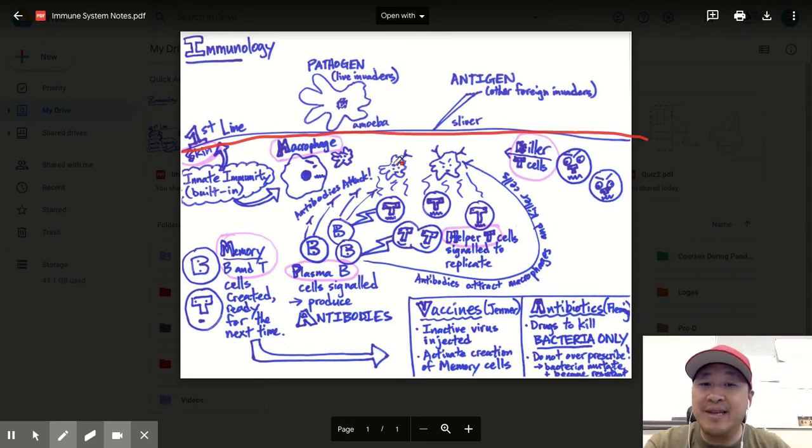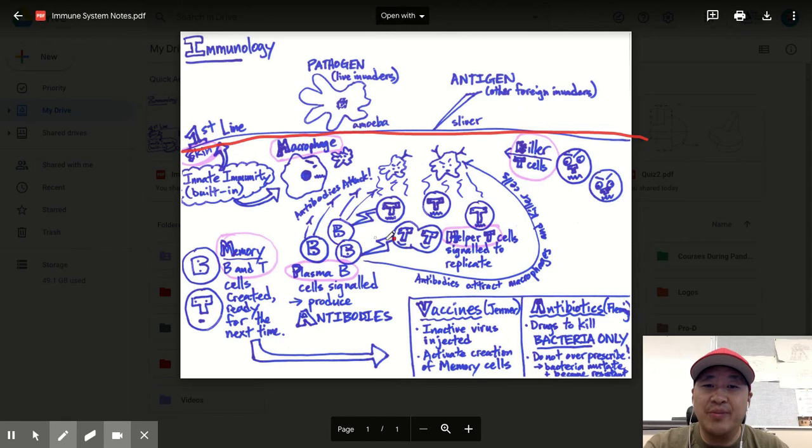Basically, these antibodies attach to the surface of bacteria or viruses, and break them down, or they can also act as tags so that macrophages can come along and go, hey, you're tagged, and then start eating them up. Or killer T cells can come in and go, oh, look at these tagged foreign objects, let's destroy them.